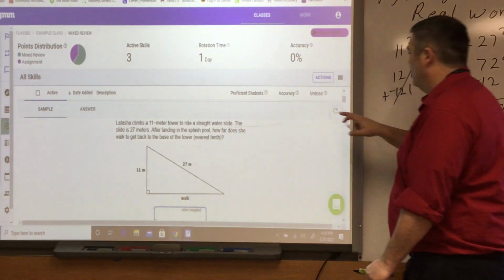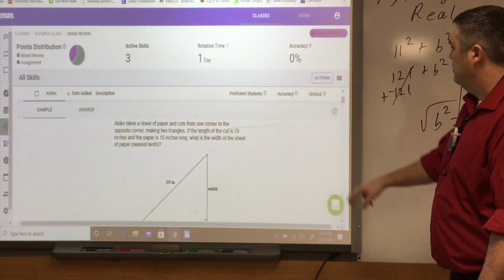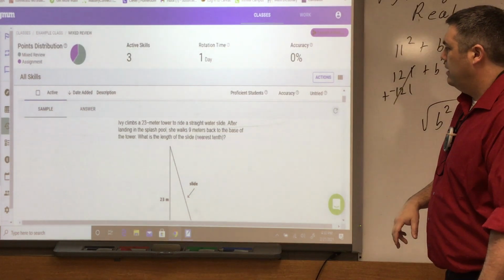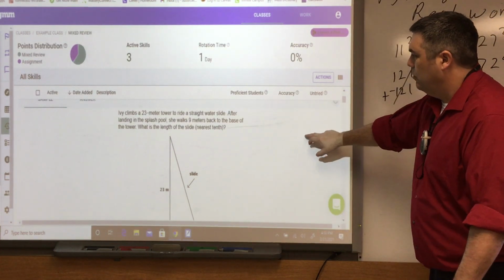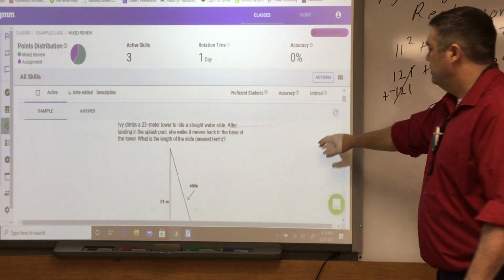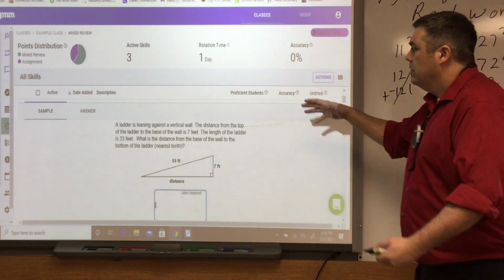All right, look and see if there's anything else in there. Paper, tower, this is the same thing. Water slide, they just gave you a different one. Okay, so that's really all there is.